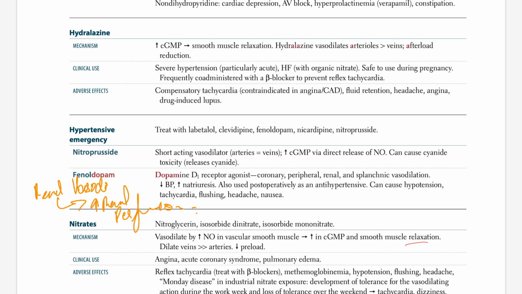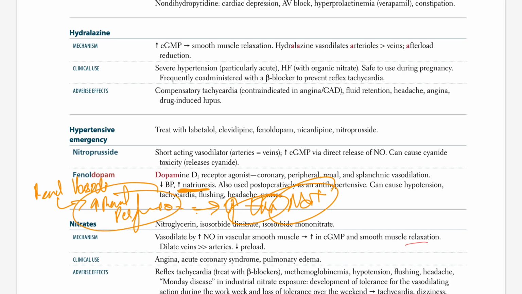Increase in renal perfusion would lead to what? Increase in urine output, which is right here, increase in natriuresis. When you push out the urine, the sodium and urine go out together, right? Wherever the sodium goes, the water follows. You increase natriuresis by increasing the perfusion.